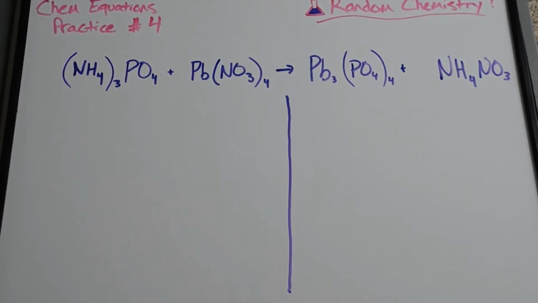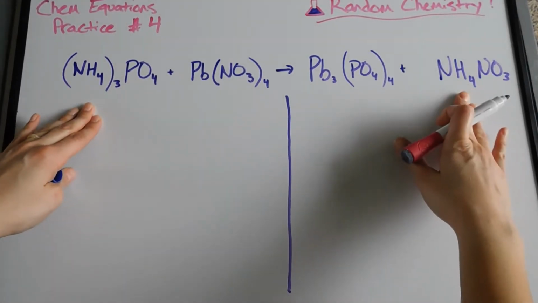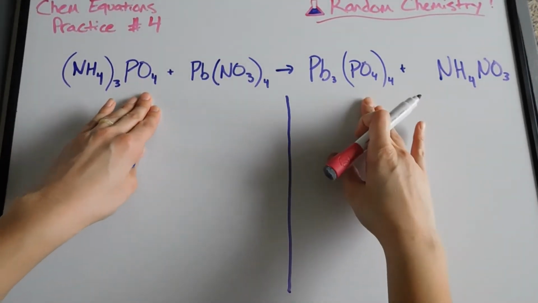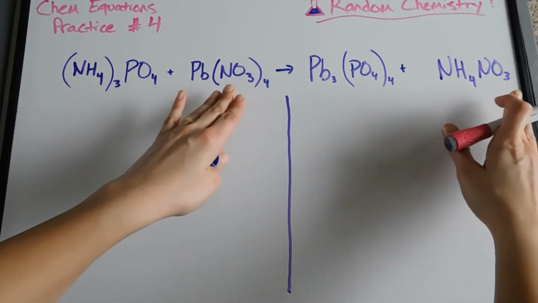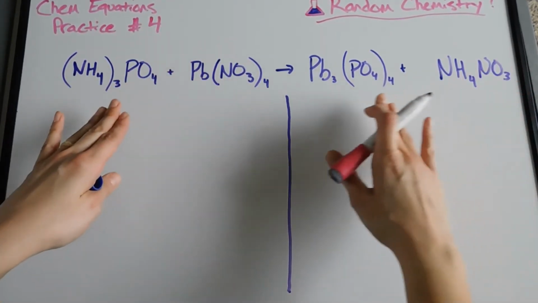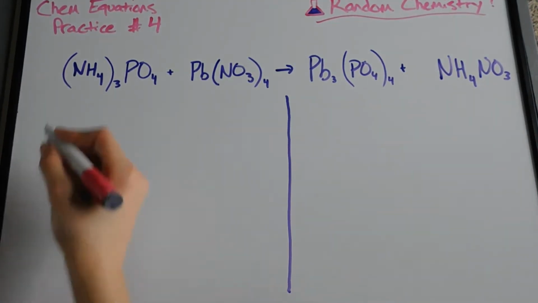Now this equation looks intimidating. There's a lot of different elements and they're spread out everywhere. What's great about polyatomic ions is that we can treat them as if they were one element, as long as it's on both sides of the equation. So we have NH4, NH4, PO4, PO4, NO3, NO3. So because these polyatomic ions are on both sides of the equation, we can treat them as one instead of breaking up the elements.